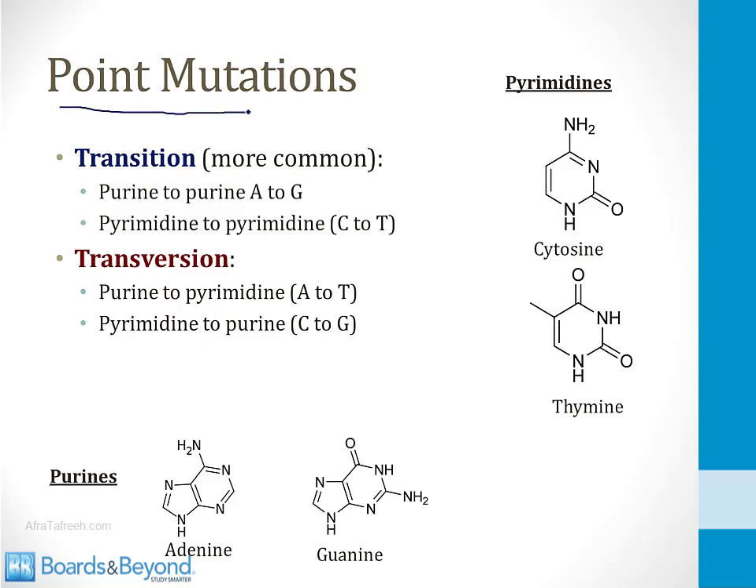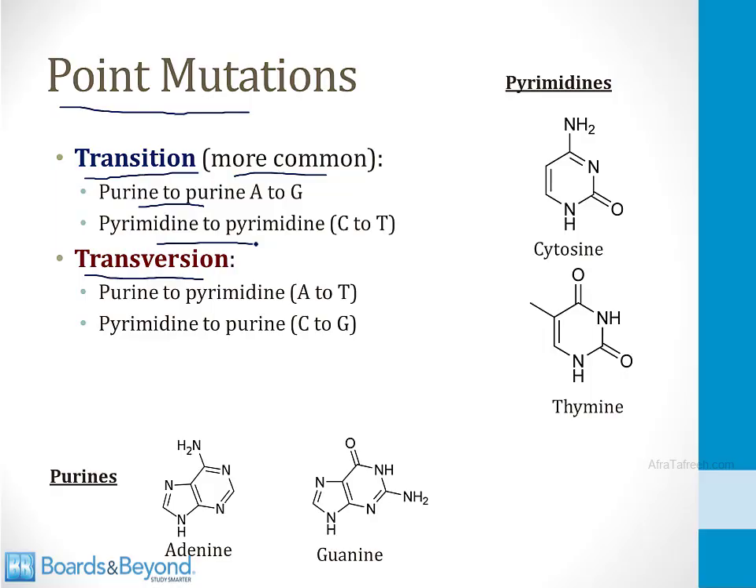This is where a single base is switched with another base, swapping the nucleotide from the correct nucleotide to the incorrect nucleotide. There are two subtypes of point mutations. Some are called transitions. This is the more common type. Others are called transversions. A transition involves a purine to purine swap or a pyrimidine to pyrimidine swap.